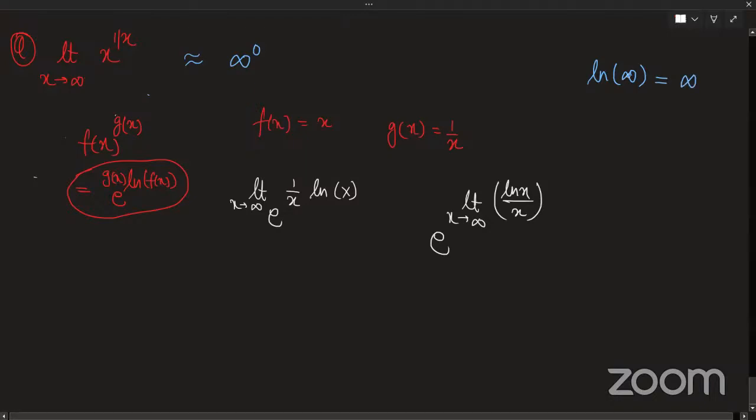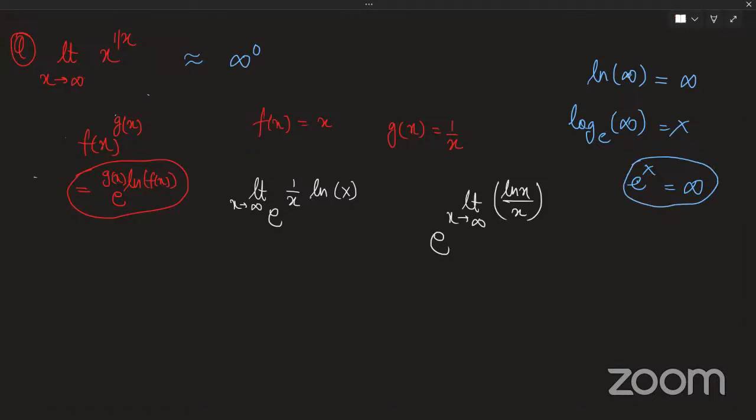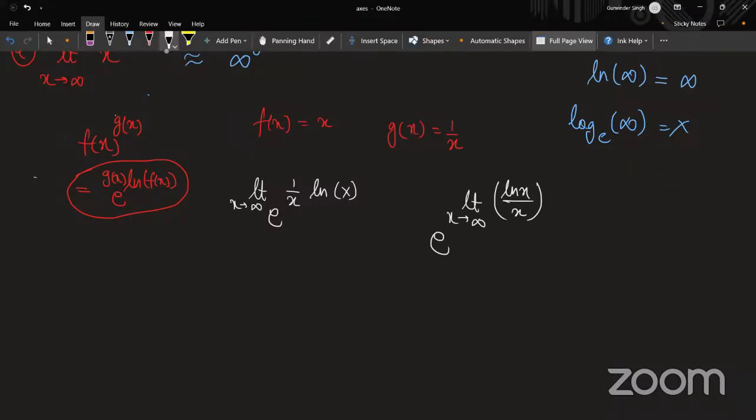Like, what does natural log mean? If you don't know, just in case, if I'm assuming this value to be some value x, so basically I'm trying to ask you, what should I raise my e to so that I get infinity? Obviously, I will raise it to infinity only. Then only I can get infinity, right?